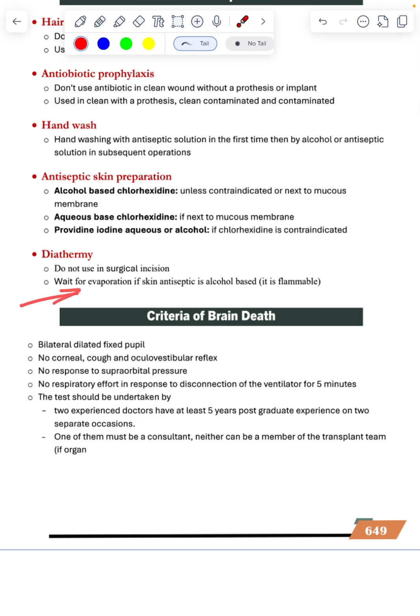Wait for evaporation. Criteria for brain death: dilated fixed pupil, no corneal reflex, no vestibulo-ocular reflex, no response to supraorbital pressure, no respiratory effort, observed for 1 minute. The test should be done by an experienced doctor, at least 5 years postgraduate.